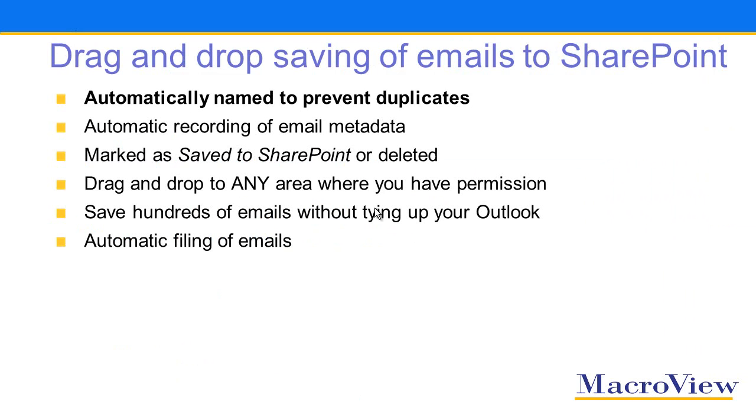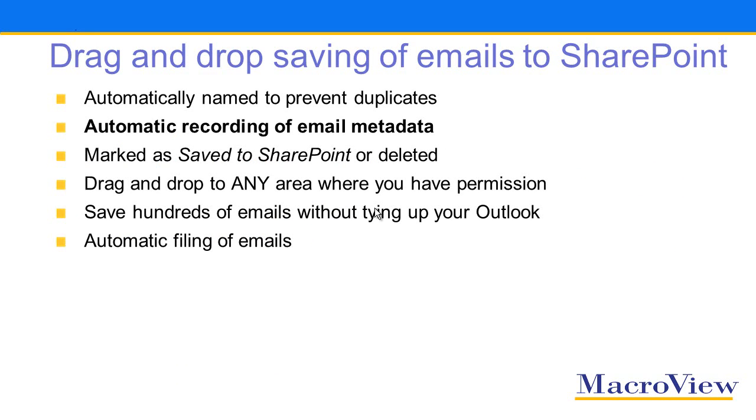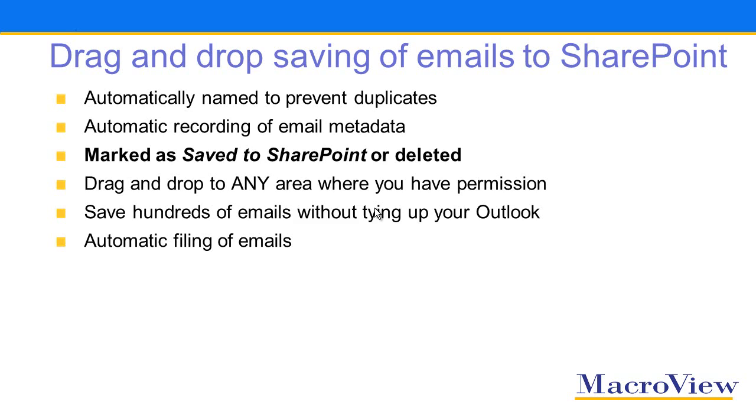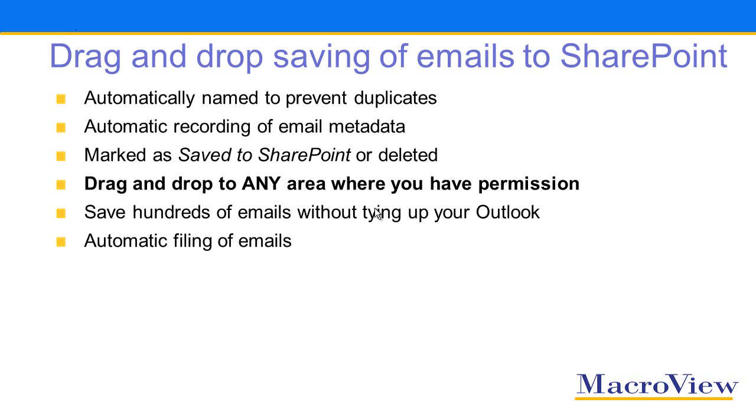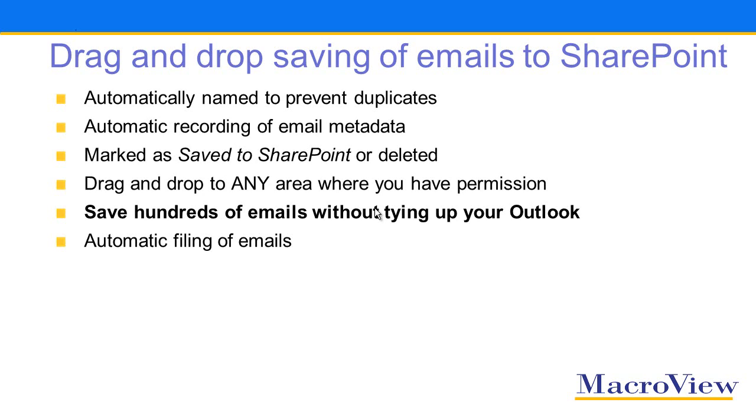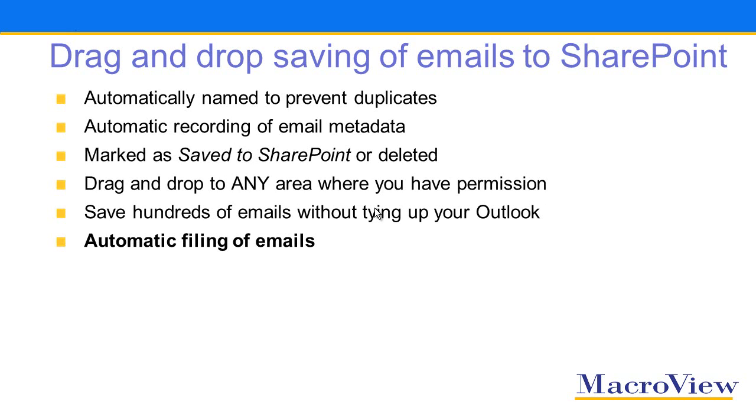We've seen how Macro View enables us to drag and drop to save emails, how the resulting files are automatically named to prevent duplicates, and have their metadata recorded automatically. Next, we'll see how we can drag and drop to any area where we have permission, and how we can efficiently bulk save emails and have our emails automatically filed as they are sent.